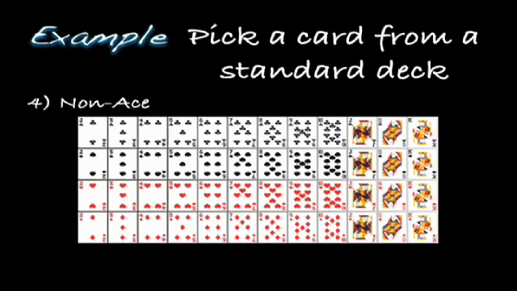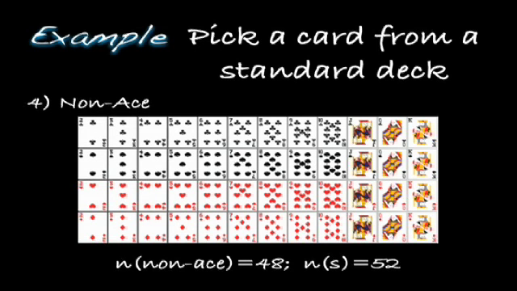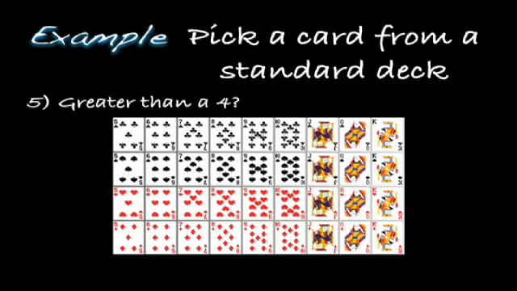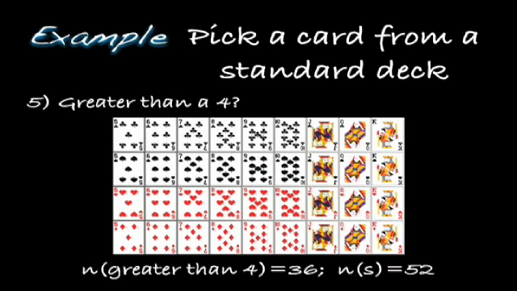The event of picking a card that's a non-ace. There were 48 non-aces from a deck of 52 cards. The event of picking a card greater than a 4. There's 36 cards greater than 4 out of the 52 cards total. We can determine these probabilities.